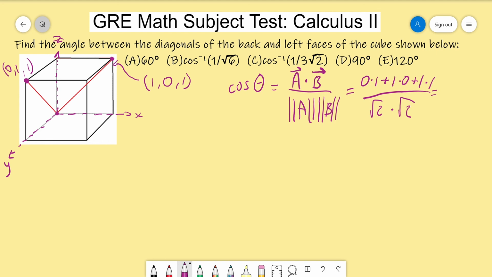So what do we get? 0 plus 0 plus 1 is 1. Root 2 times root 2 is 2. So cosine of theta is equal to 1/2, which means that theta has to be 60 degrees, because the cosine of 60 degrees is 1/2. So the answer is A.